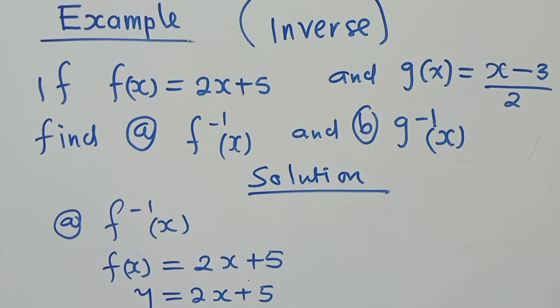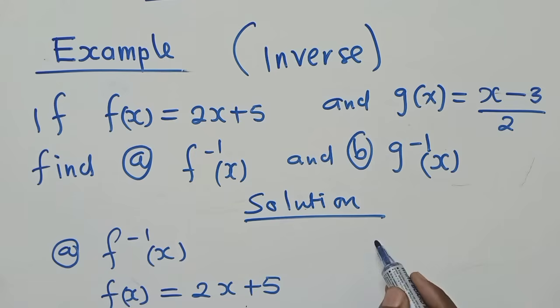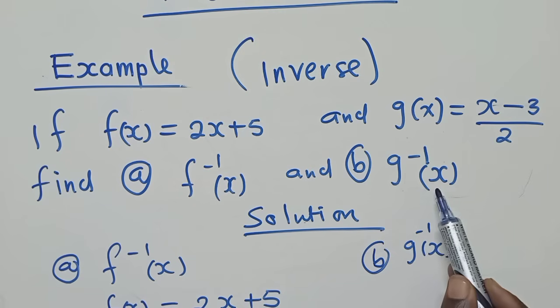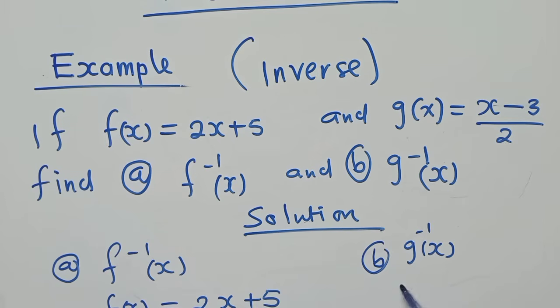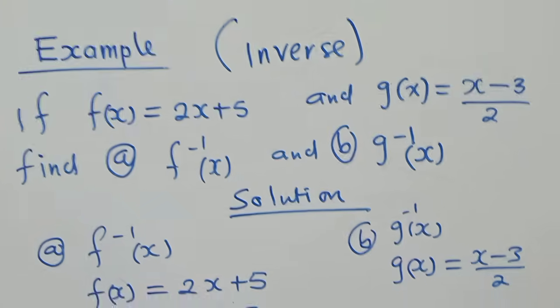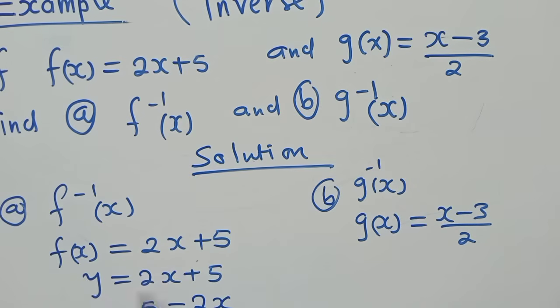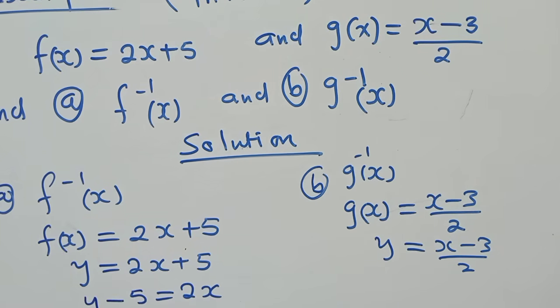Question B, we have the function here, g of x, inverse. They want us to find g inverse of x. So we get the function, g of x is equal to (x minus 3) over 2. So the next thing here will be to put a y here, like we did at this point. We put a y here, which is equal to (x minus 3) over 2. So we have to get rid of this fraction.